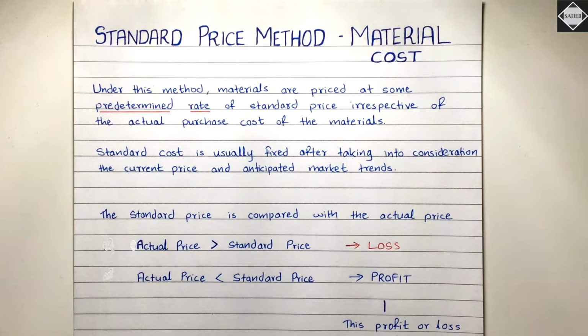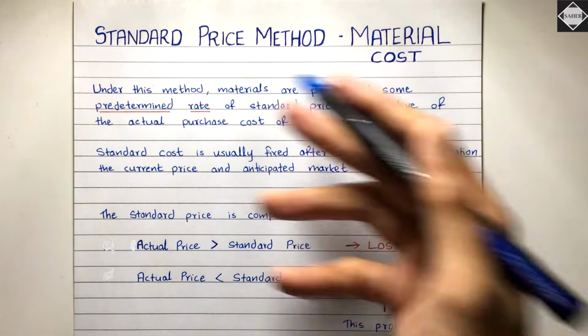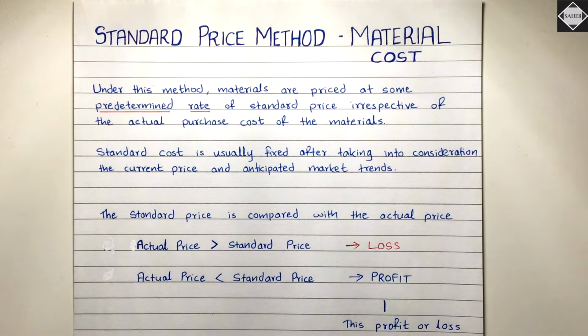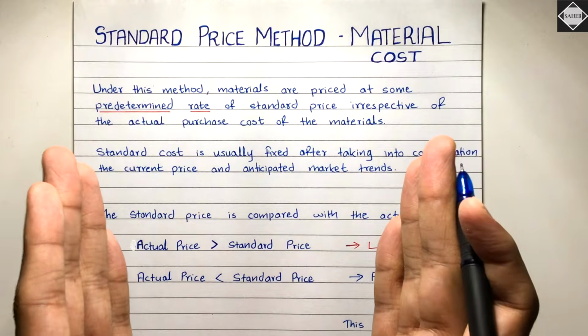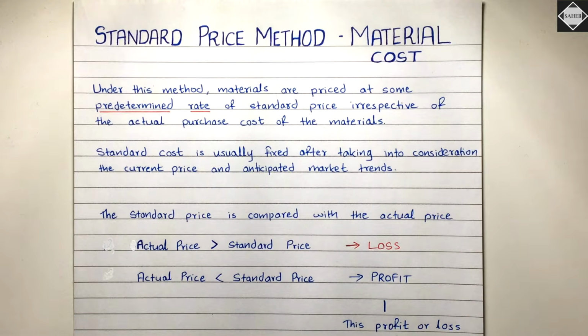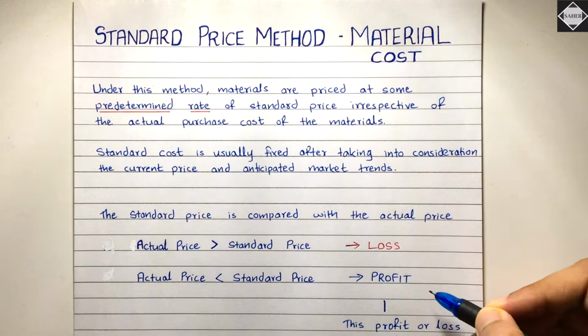Fine. Then see, this is the thing: you will calculate the standard price, you will send out the materials on standard price. And then at last, in almost all of the questions on the standard price method, they will ask you some extra information. Even if they don't ask, you have to do this. You will have to compare the standard price with the actual price, and you will have to calculate whether you have made a loss or profit.